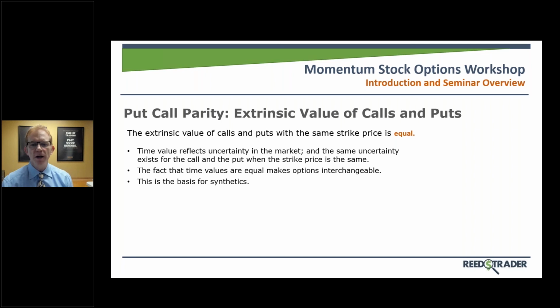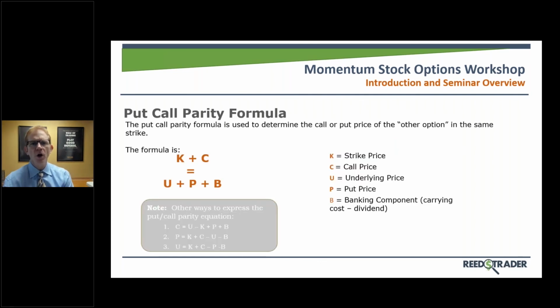The fact that time values are equal makes options interchangeable. This is key. The fact that time values are equal will allow you to make a call a put or a put a call. We're going to cover that on Monday. This will be the basis for synthetics. So we have a formula that we use, and this is the put call parity formula. This basically allows you to determine the call or put price of the other option at the same strike. So if you know the value of the call and you know the value of the underlying, you can figure out the value of the put, or vice versa.